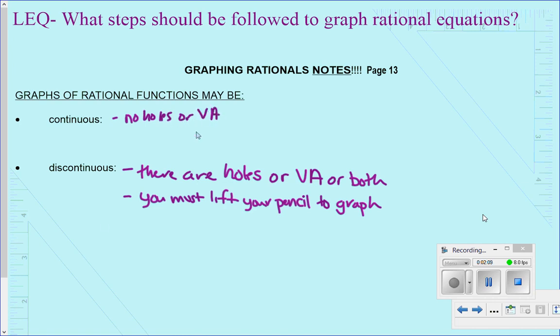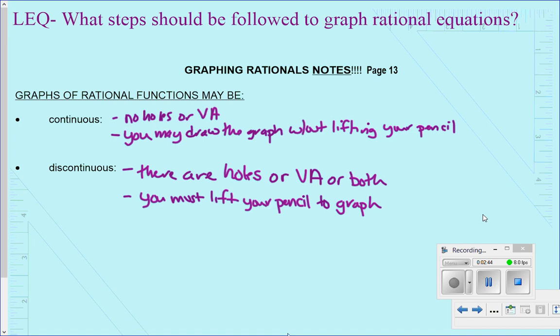So if there's not a break in the graph, there are no holes or vertical asymptotes, then you may draw the graph without lifting your pencil. Okay, so that makes it continuous. So no hyperbolas are continuous, they're all discontinuous. And again, that's because of the vertical asymptote.